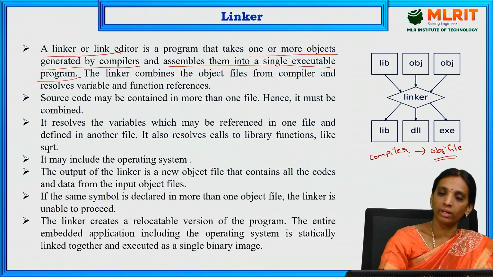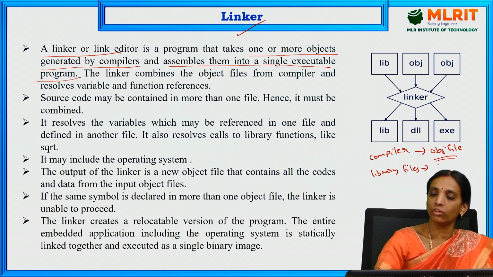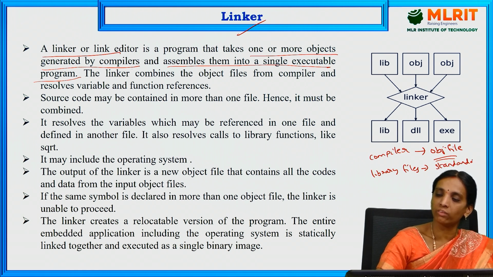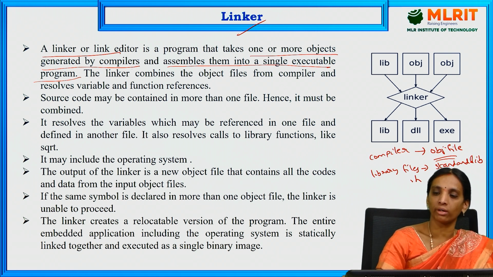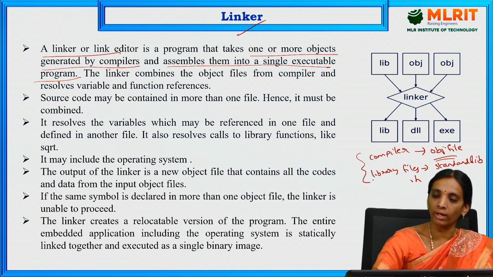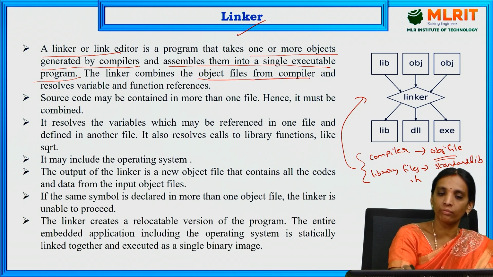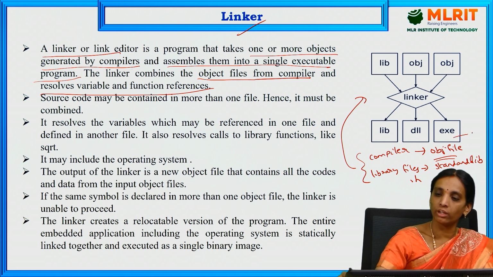That object file is given as an input to the linker, along with any library files, which are standard libraries, just like .h files. These standard library files are used for linking to the current application. Those files are added and given as input to the linker. Then it combines the object files from the compiler, the different functional reference files and library files, and generates the executable file.